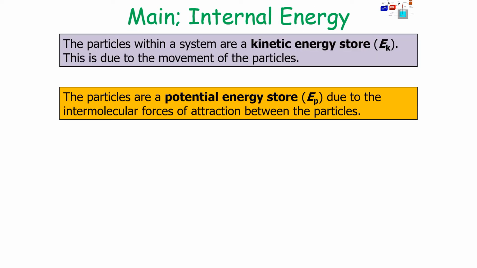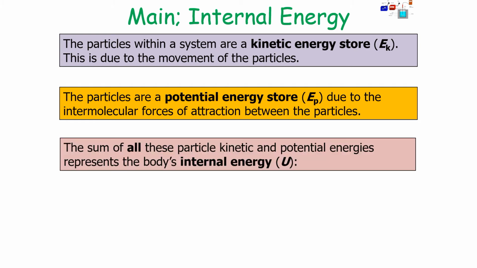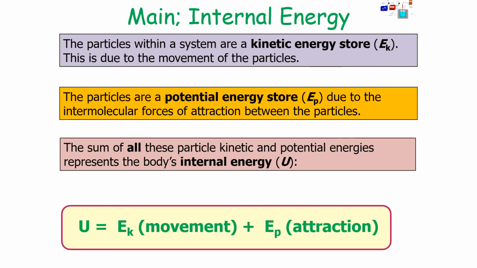So the particles within a system have a kinetic energy store, which is due to their movement. The particles also have a potential energy store due to their intermolecular forces of attraction. The sum of all of these particles' kinetic and potential energies represents the body's internal energy, which is the kinetic energy of all the particles plus the potential energy.